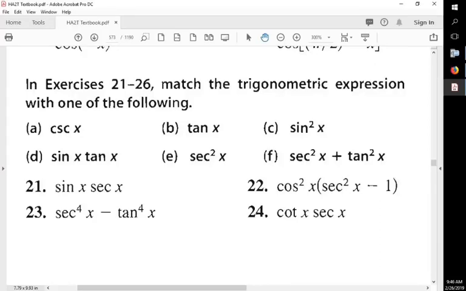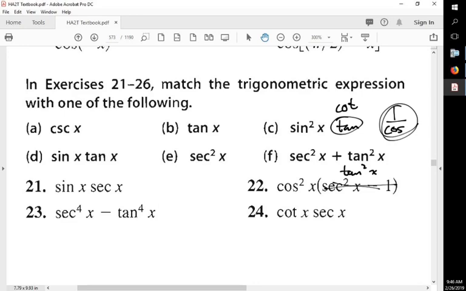Okay, so for this one, I remember this guy because I know what's on the bottom of secant. What's on the bottom of secant? It is cosine, right? 1 over cosine is the same as secant. And so what else has cosine on the bottom? Cotangent or tangent? Well, tangent is sine over cosine, right? So this would be tangent squared x.